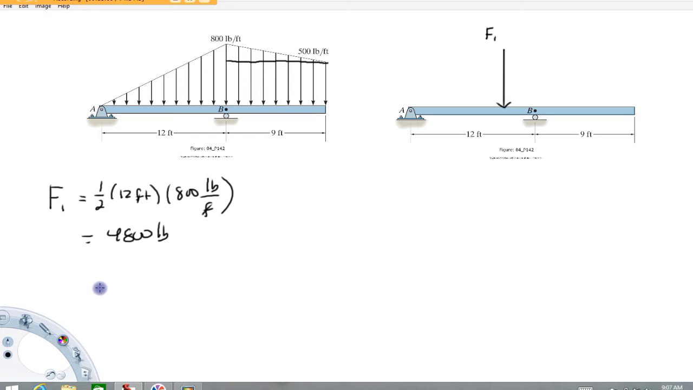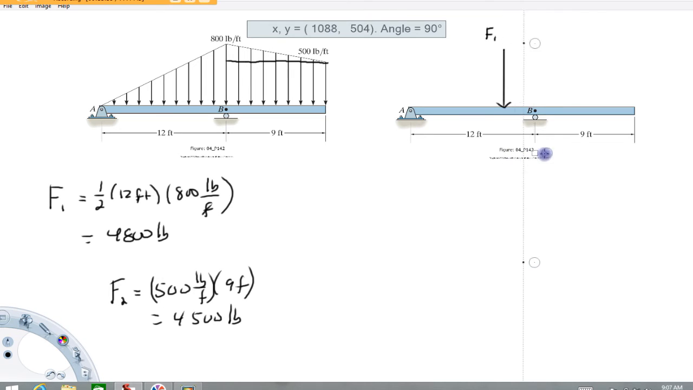So we're going to have a force, which I'm going to call F2, equal to 500 pounds per foot times 9 feet, which is 4,500 pounds. That force is going to go at the center of the rectangular geometry. So that's going to be about here. Go ahead and make these look like really nice force vectors. So it's going to be basically right in the center here. There's my force F2.